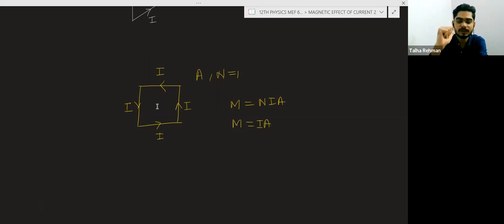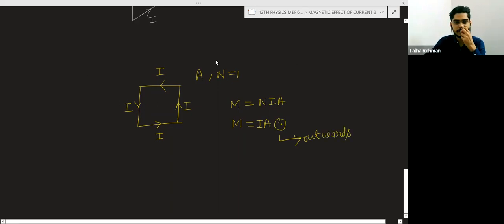So when you curl your fingers along the sense of the current, the thumb will be towards you. Towards you means something coming out of the screen, so you will get the direction of the magnetic moment in the outward direction. Okay, so remember this also.